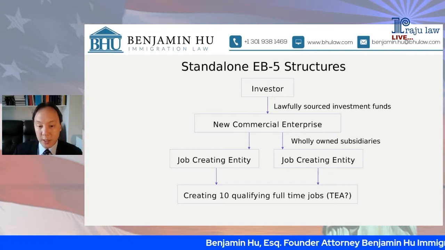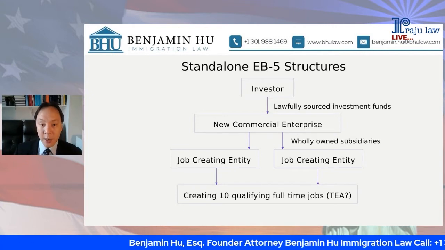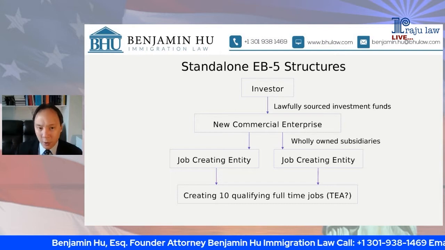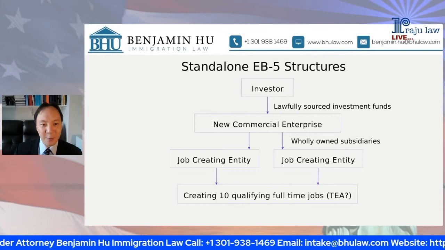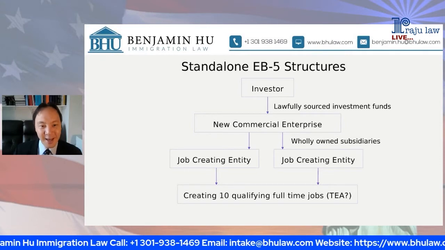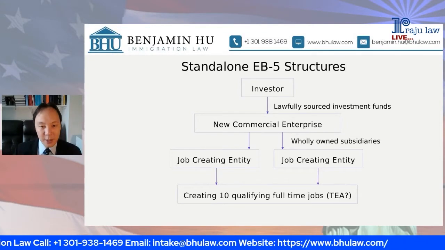And then you want to create 10 qualifying full-time jobs. You're actually going to track the people individually. Where are they? Where are they sitting? Where are they working? And try as much as possible to make sure that where they're sitting or working is inside a TEA if that was part of your plan at the initial stage.